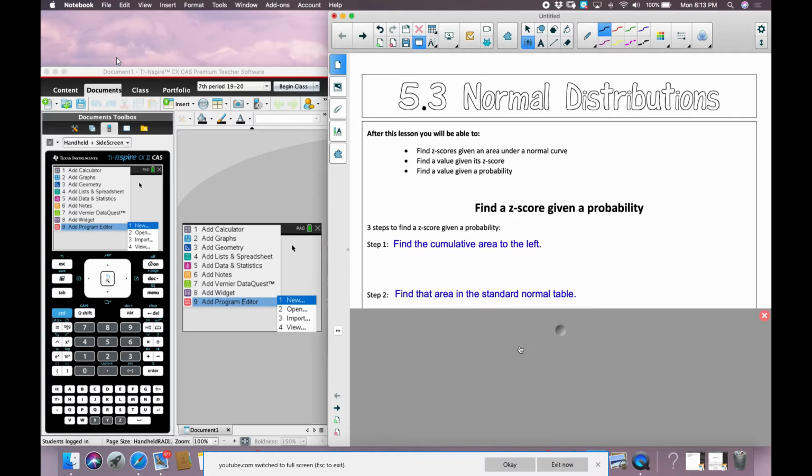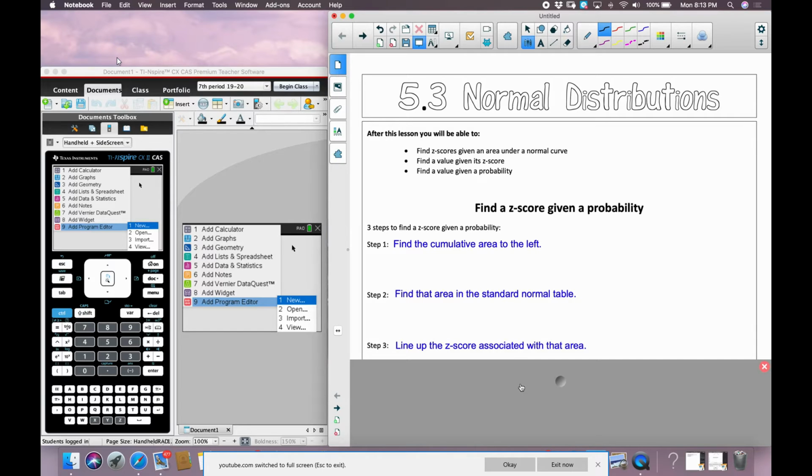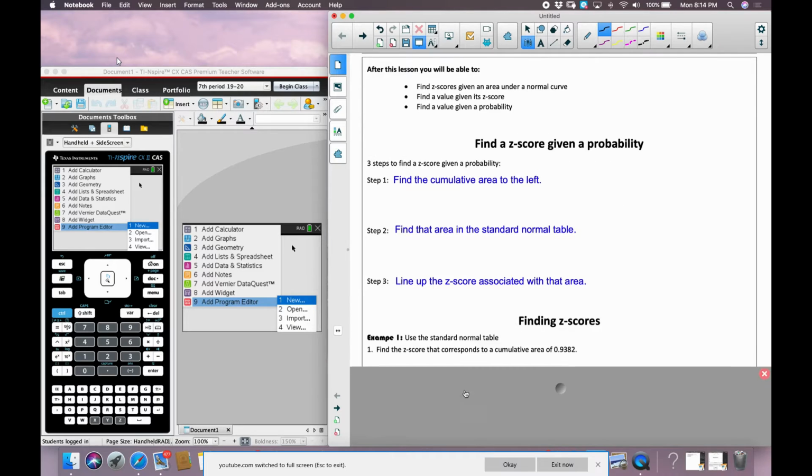Then you have to find that area in the standard normal table, or later with technology, and then line up the z-score associated with that area. I'll give you an example here in a minute. Okay, use the standard normal table, finding z-scores. Find the z-score that corresponds to the cumulative area of 0.9382. So that's already the area to the left.